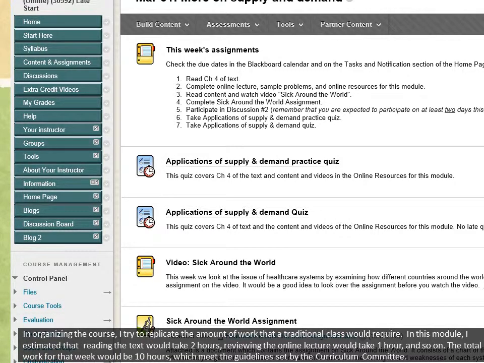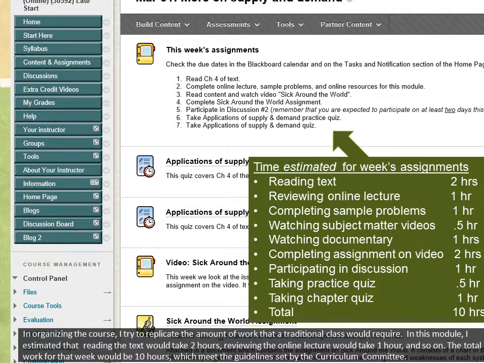In organizing the course, I try to replicate the amount of work that is required by a traditional lecture class. So in this week's module, I estimated that the reading of the text would take 2 hours, reviewing the online lecture would take 1 hour, completing sample problems another hour, and so on. The total for this week's activities would be 10 hours, which meets the guidelines set by the curriculum committee.